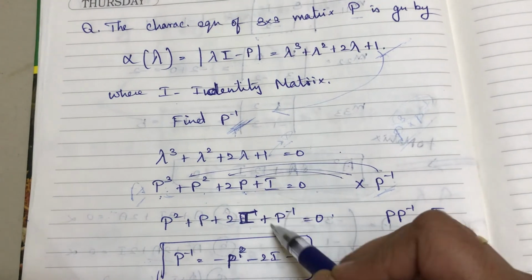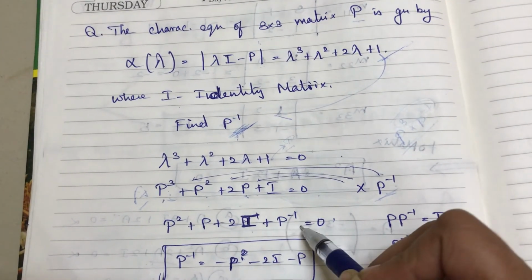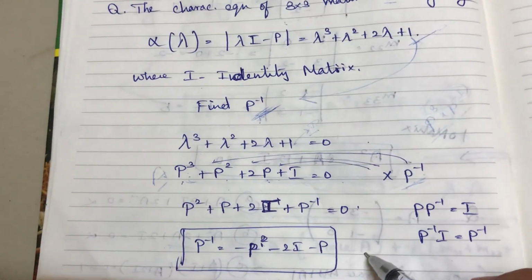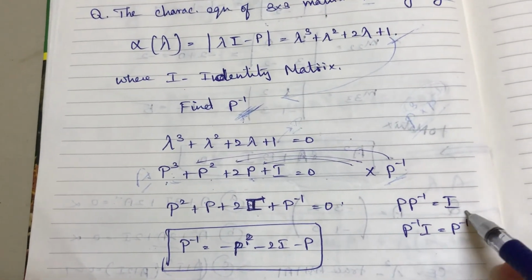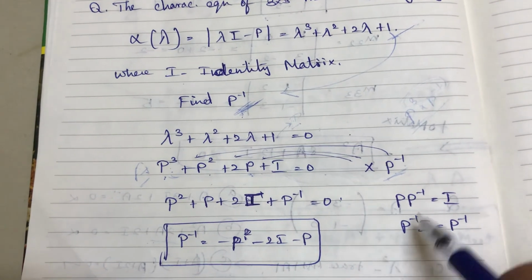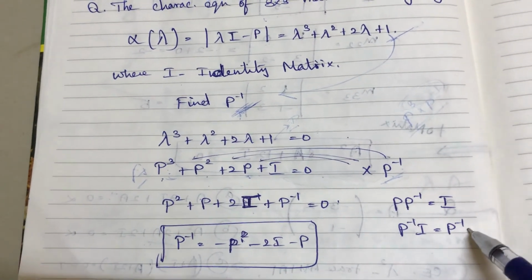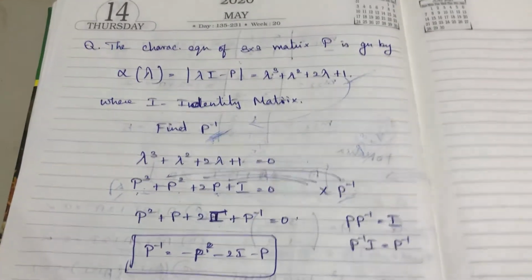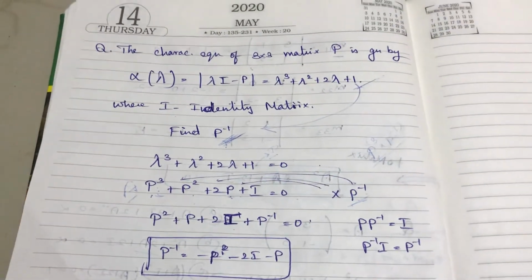So from that, just take this P inverse and move all the elements to the right side. You can get the answer easily. So P into P inverse is equal to I, and P inverse into I is equal to P inverse. From these two things we get this equation.